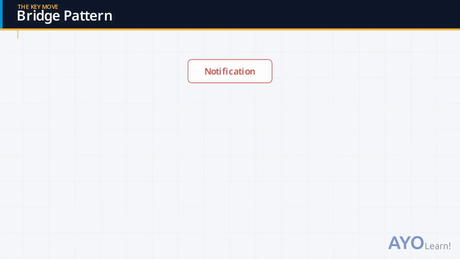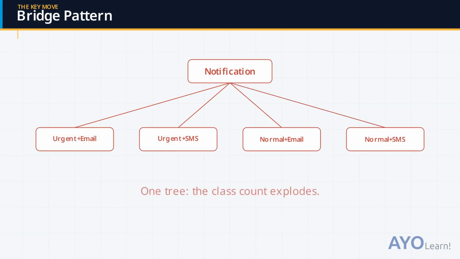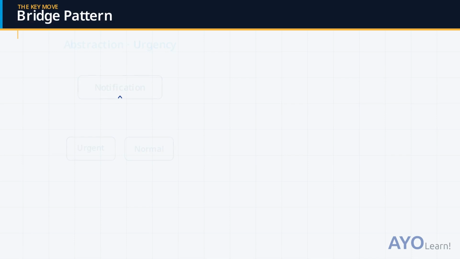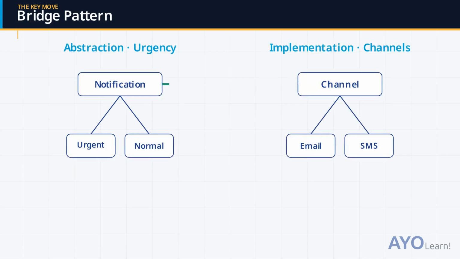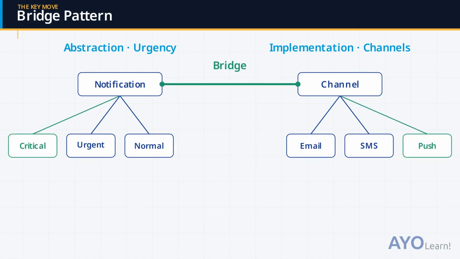Here's the key move. Stop merging two axes into one tree. Keep urgency as an abstraction hierarchy and channels as a separate implementation hierarchy. Draw a single bridge connecting them. Now each side grows on its own.